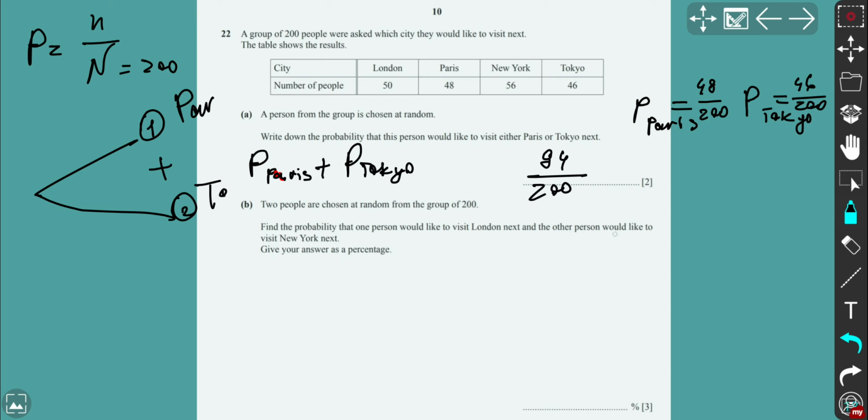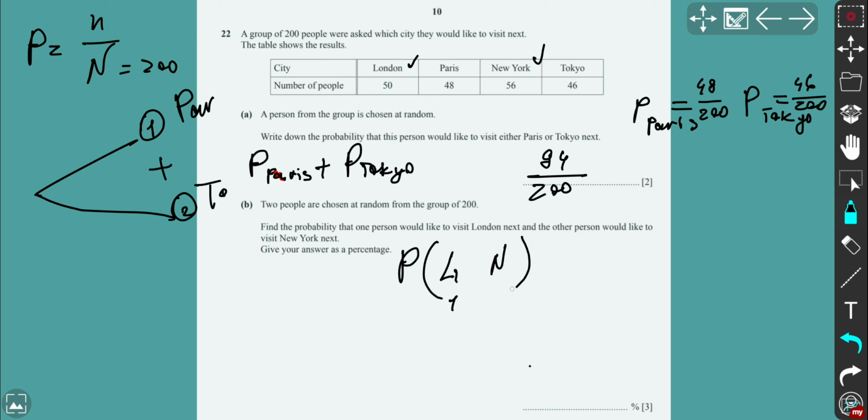Okay, that's the right answer. Two people are chosen at random from a group of 200. Find the probability that one person would like to visit London and the other person would like to visit New York. So first, let's say you got London, that's the first person, and then New York, okay?